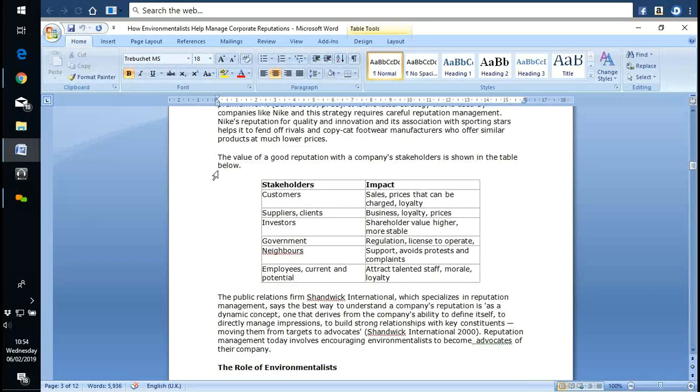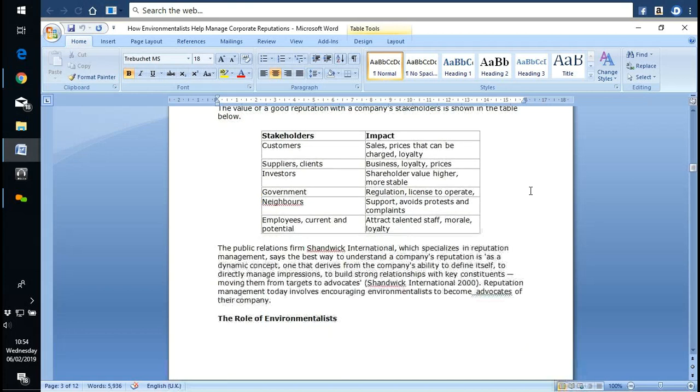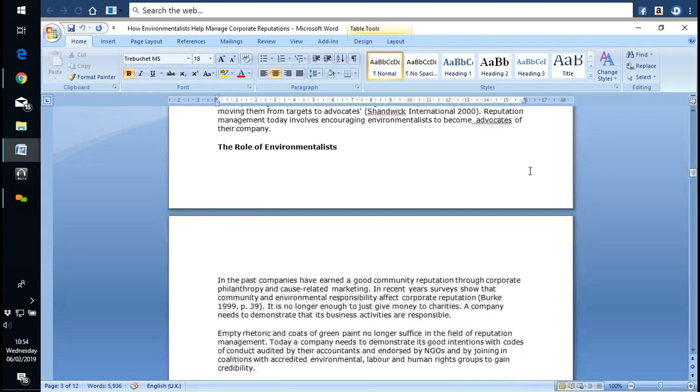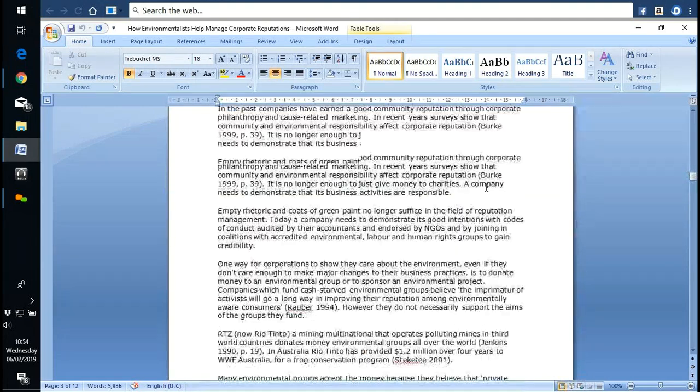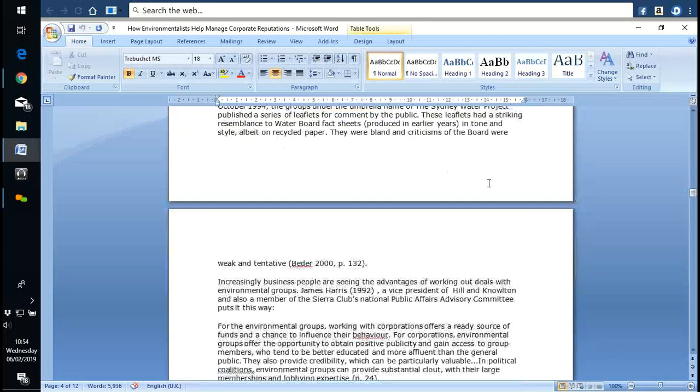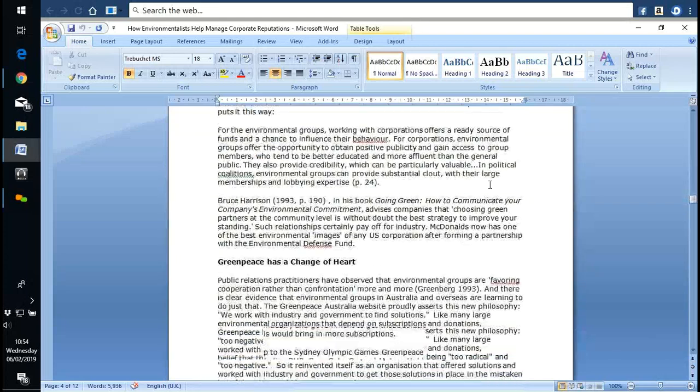Like I said, when you're doing your piece, you can put yourself a little chart together for the actual company that you're going to use, and say who's involved and what the impact is. And then again, the role of the environmentalists, and it goes on to quite extensive detail.